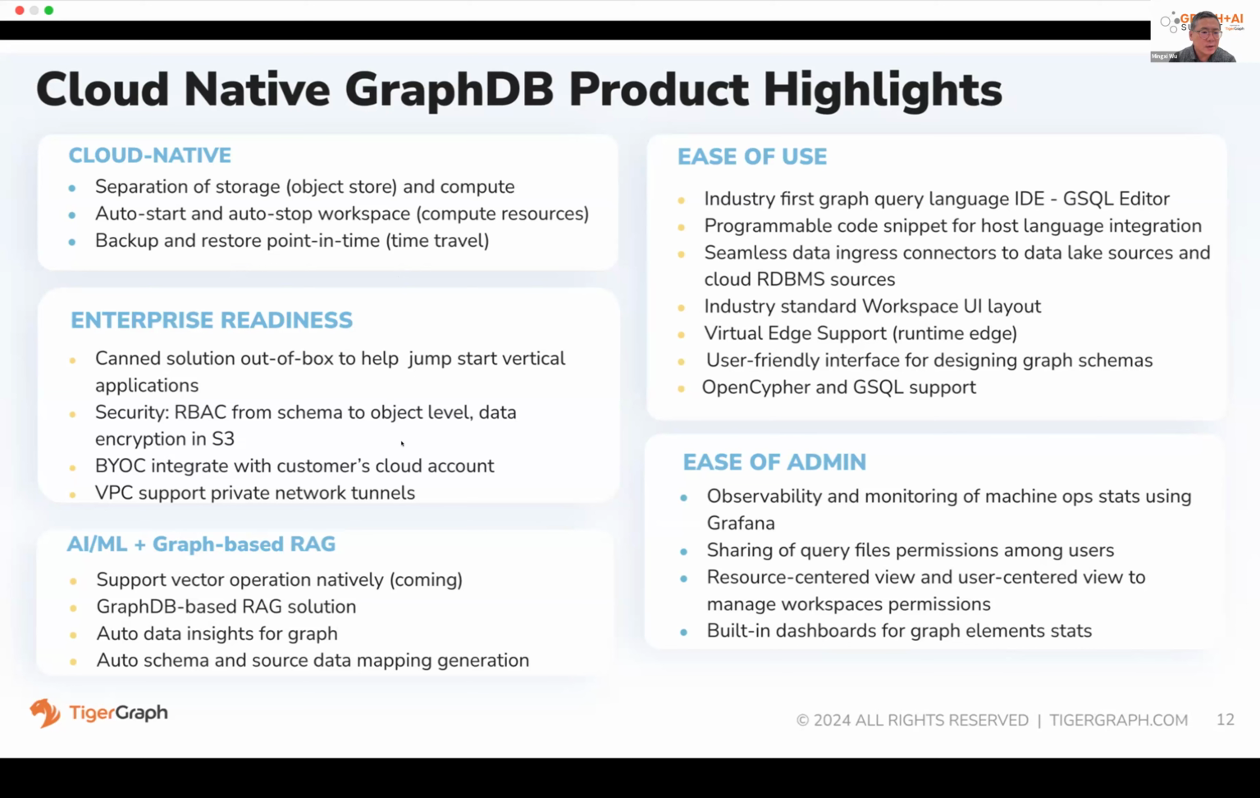And TigerGraph also has a lot of enterprise readiness features. For example, we summarize our canned solutions based on our past customer experiences to help people jumpstart their vertical applications solving graph-shaped problems. And RBAC has been mentioned, and encryption on S3 is mentioned. And BYOC means bring your own cloud, bring your own data plane to TigerGraph, so that your data is residing behind your VPC, while TigerGraph is managing it for you to provision and upgrade the system.